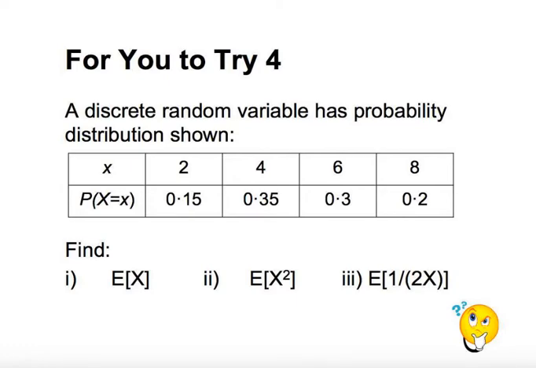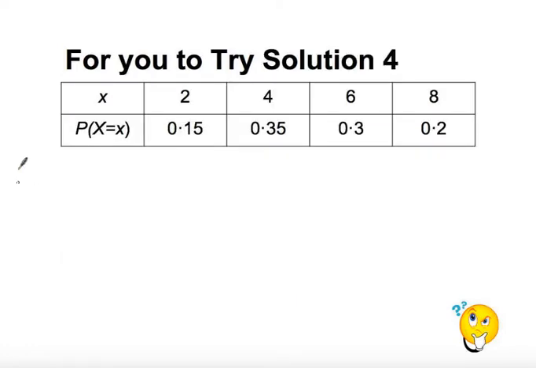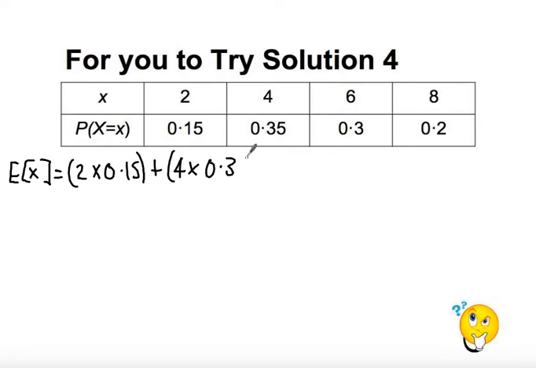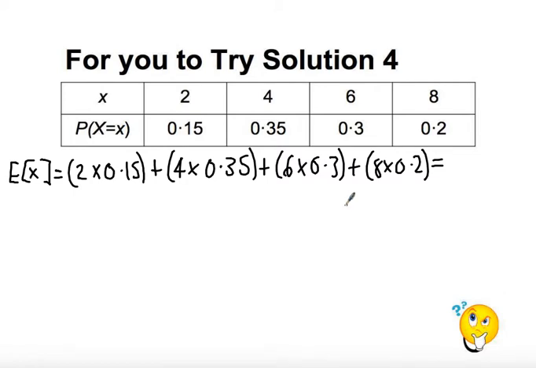Okay then, so let's look at my solution. Expectation of x. This one you should be fairly confident and comfortable with now. Just the x value times the probability, summing them all up. So just working through one column at a time, 6 times 0.3 and plus 8 times 0.2. When I work through this on a calculator, having demonstrated all my method, I get an answer of 5.1.